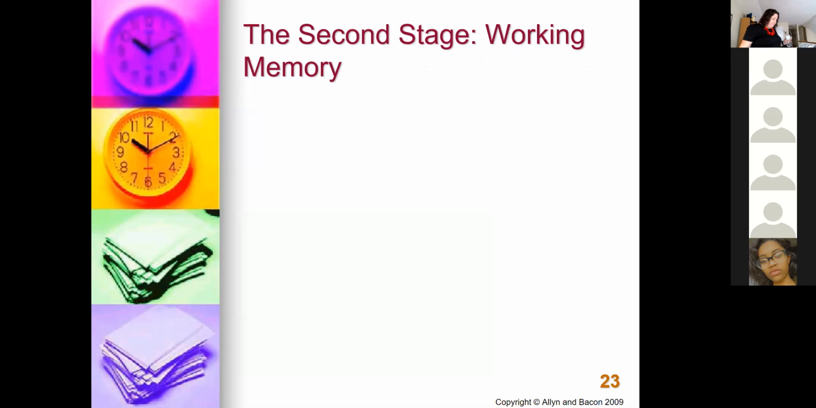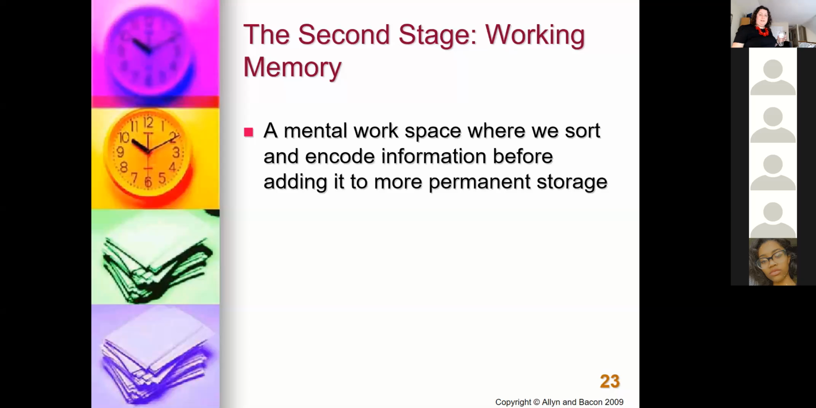So working memory or short-term memory is a mental workspace where we sort and encode information before we put it in more permanent storage. It's essentially kind of like a quality control at a factory, right? Stuff kind of rolls by and we just decide whether or not it's worth keeping or whether we need to scrap it.